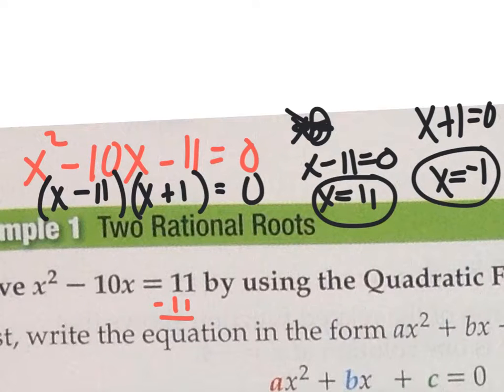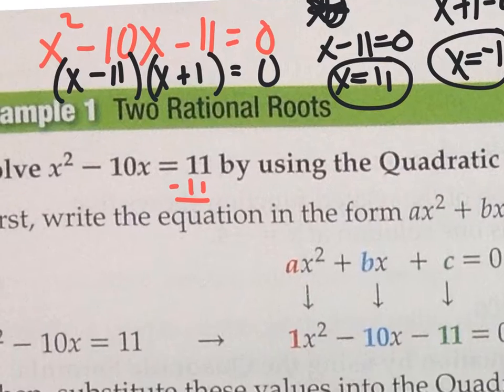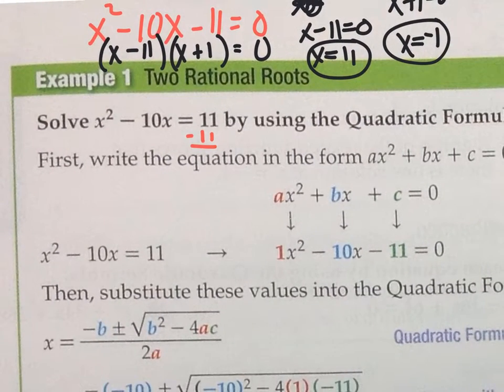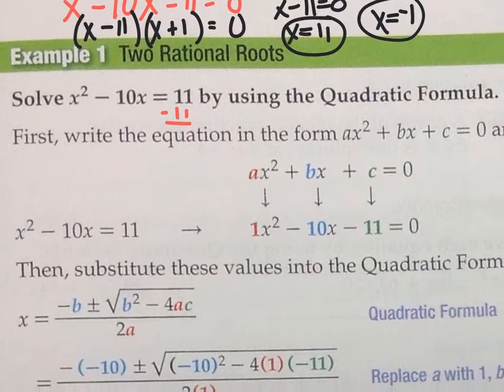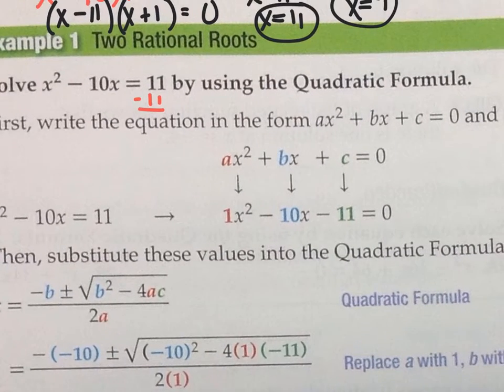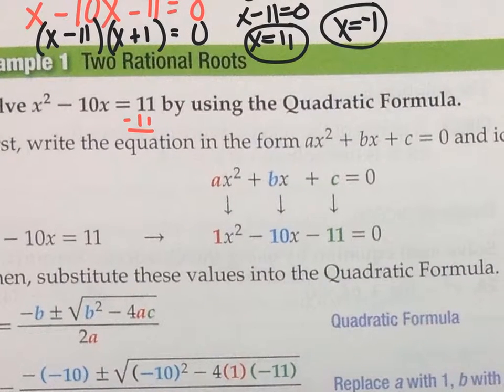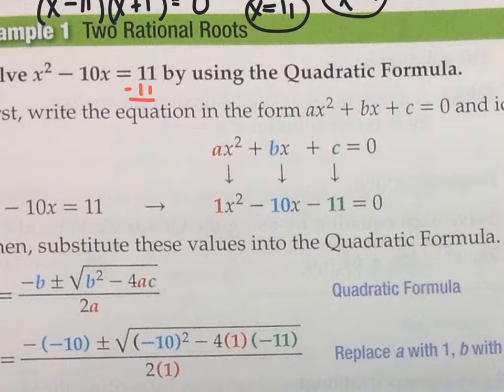However, factoring will not always work. Okay? And whenever all else fails, you could always fall back on the quadratic formula. So it's a good idea to look through this example 1, and we'll see that we'll get the same exact two answers, 11 and negative 1. However, let's go through the steps.